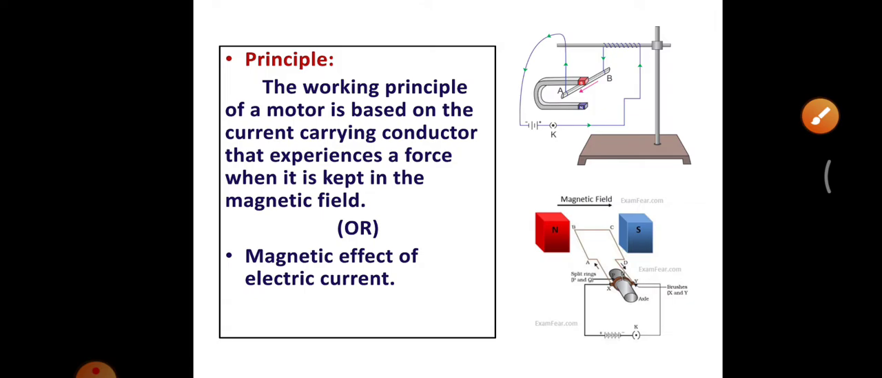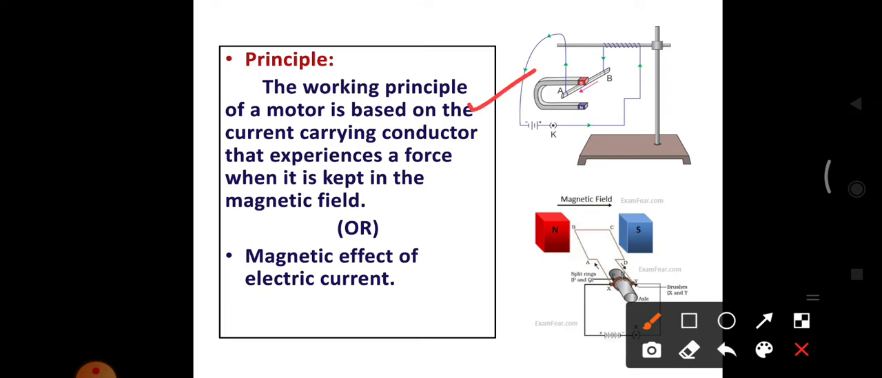So what is the principle of electric motor? The working principle of electric motor is based on the current carrying conductor that experiences a force when it is kept in the magnetic field. See here, this is a current carrying conductor, and this is a magnetic field. When the current carrying conductor is placed in the magnetic field, it experiences a force. So this is the working principle of electric motor.